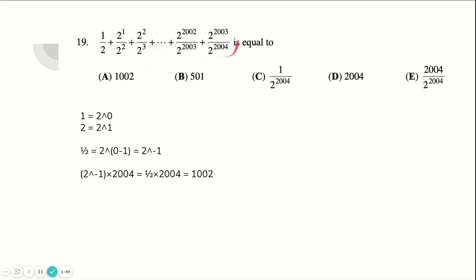And we see that this is the same for all of these other ones, because let's say, for example, 2 to the power of 2003 divided by 2 to the power of 2004, then it's still just 2 to the power of negative 1. We said 2 to the power of negative 1 is just a half. And since we have 2004 terms, because it's 2 to the power of 1, 2 to the power of 2, etc., to 2 to the power of 2004, then we have a half times 2004, which we get 1,002.